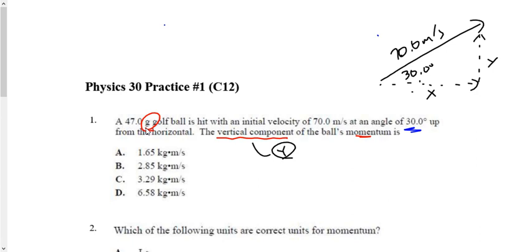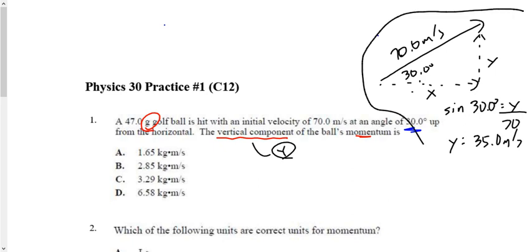So if we're looking for the opposite side and we have the hypotenuse, let's use the sine function here. Sine 30 degrees is equal to opposite over hypotenuse. We end up solving for the y component there, and it ends up being 35.0 meters per second.